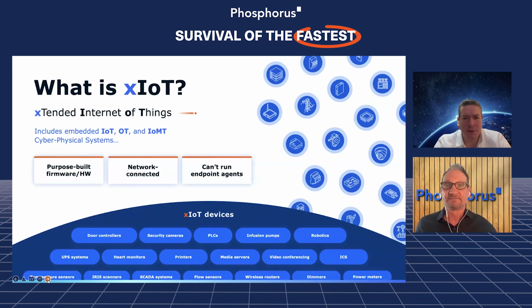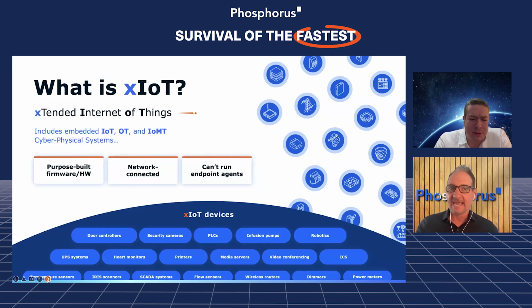And John, there's tons of different categories of these devices, right? Oh yeah, it's everything that you can possibly think of. It's door controllers, it's cameras. I kind of think of that stuff as your white collar office type of stuff, like printers and phones, versus the robotic arms and the infusion pumps and all of the other stuff that's a bit more in your face. Exactly. Yep.